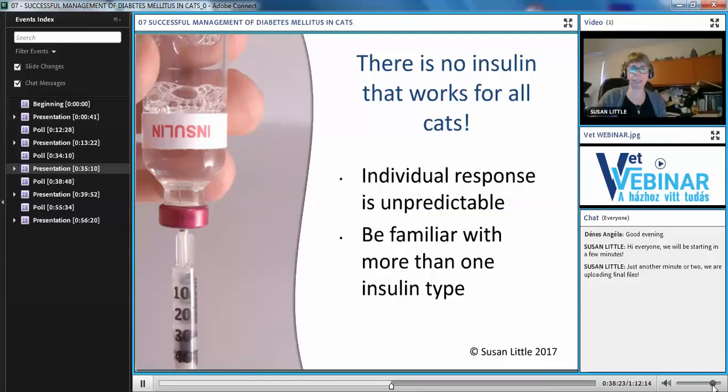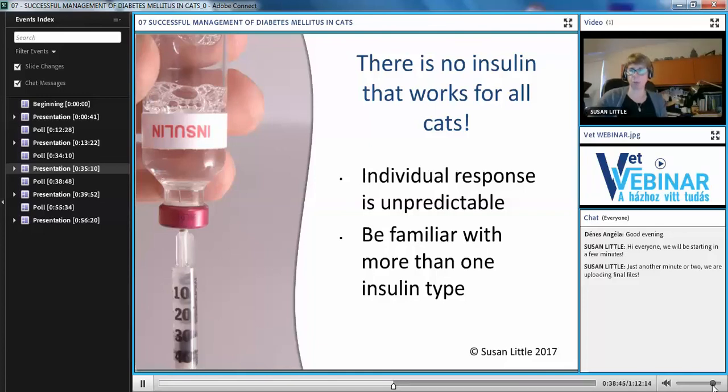So I think you do need to be familiar with at least 2 types of insulin. So maybe you have your own favorite, and that's fine, but you should be familiar with at least 1 additional type of insulin in case you have a patient that does not do well on your first choice. So my rule is that I recommend that veterinarians be familiar with more than 1 type of insulin.